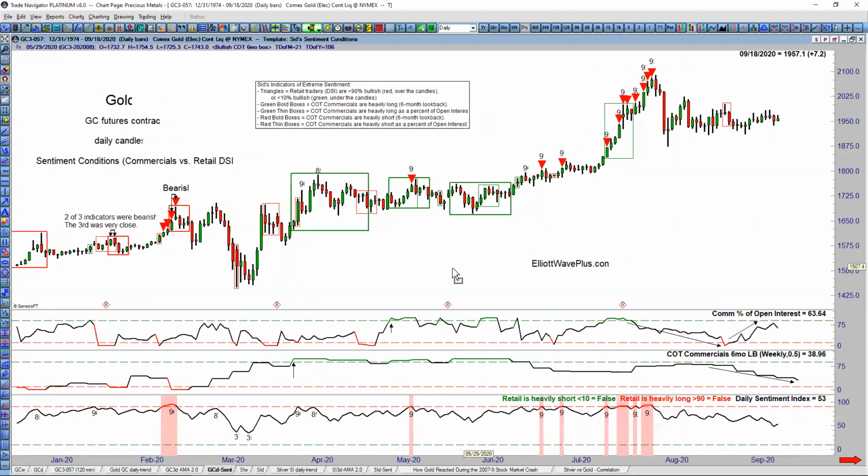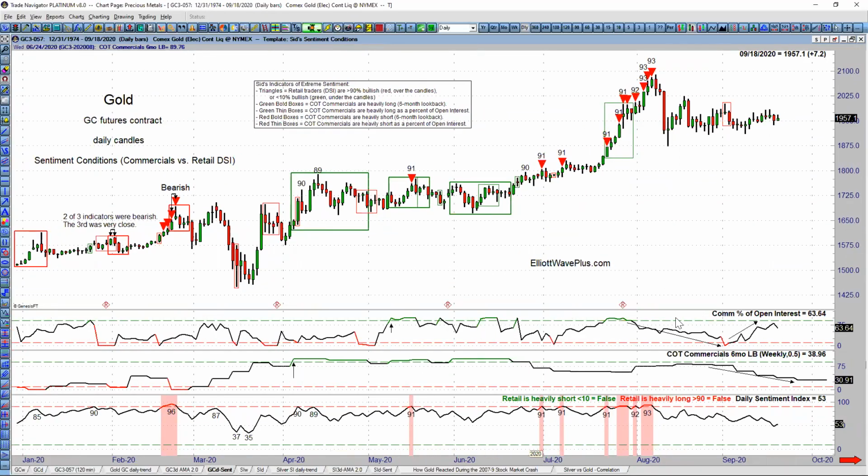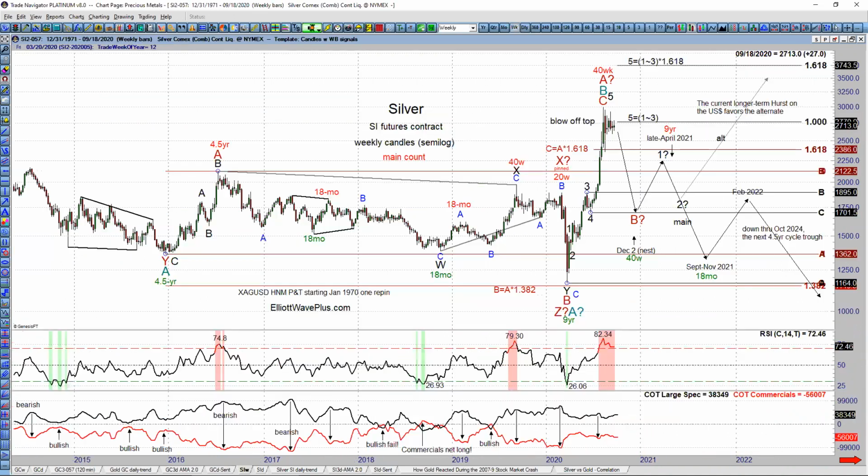And then quickly, the sentiment on gold. If you look, the 6-month lookback position in commercials is moving to the short side. This is very telling. On the quicker-acting percent of open interest, it has been moving up, but it's not extreme. This could break either way, but my favored direction at this time continues to be to the downside.